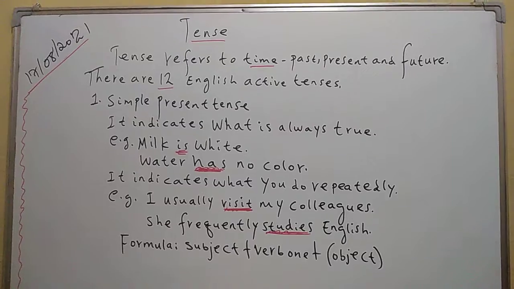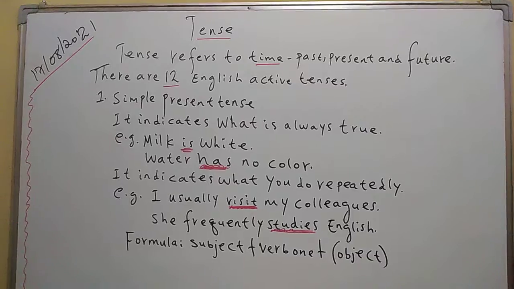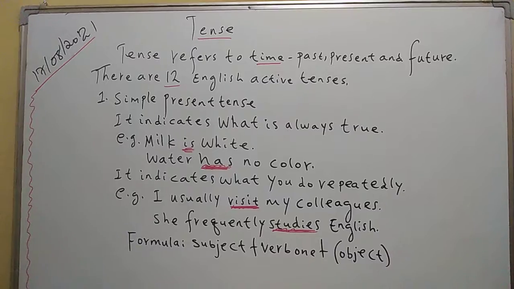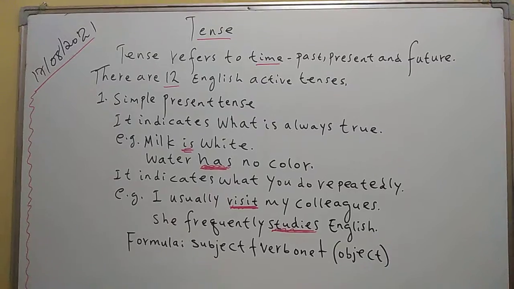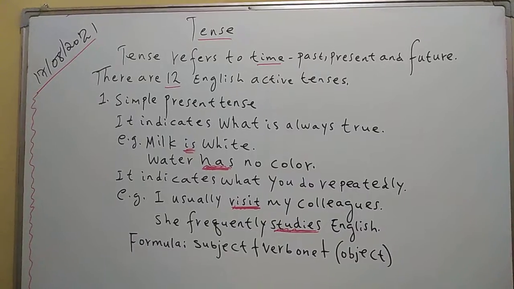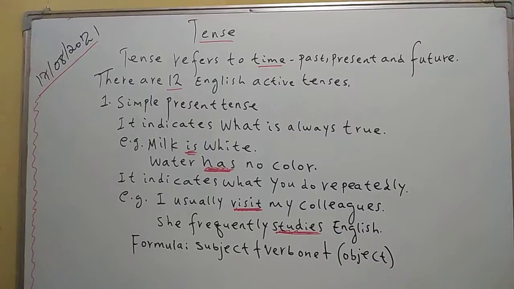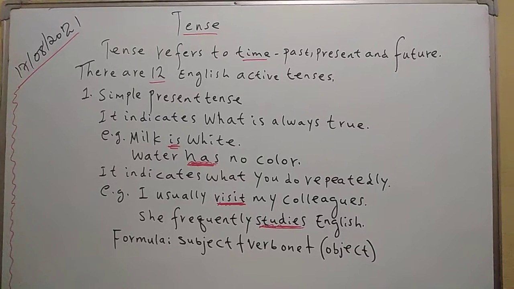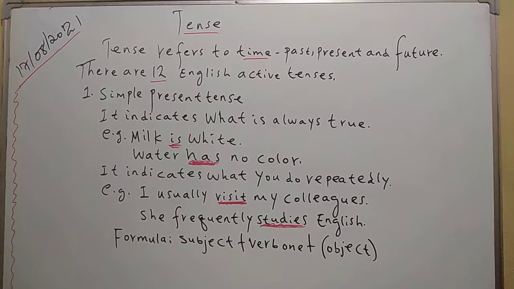we have to use simple present tense, which means verb 1, right? No need to use verb 2, or maybe simple future. So that's why we say milk is white, instead of saying milk was white or milk will be white. In the same way, you can use other examples like water has no color, right? That's what's commonly known. So we don't have to say water had no color. It's unnecessary because everybody knows. Of course, it was true yesterday, it is true today, and tomorrow it will also be true, right?